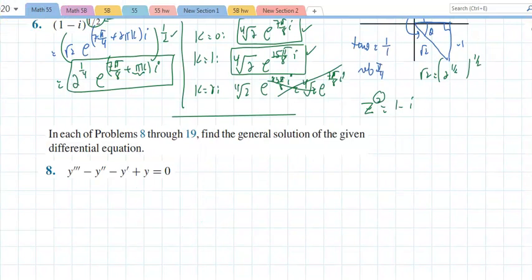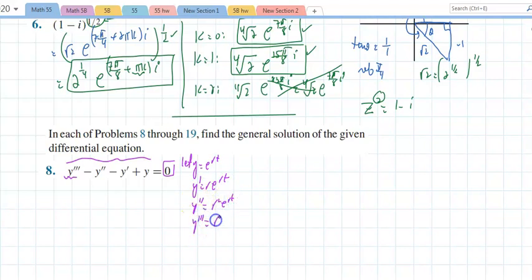And next problem up, we're going to tackle number 8. And let's look at this. Hey, this is a homogeneous equation equal to 0. It is a linear equation with constant coefficients. What does that mean? We're going to let y equal e to the rt. In this case, I need 3 derivatives. y prime is r e to the rt, y double prime is r squared e to the rt, and y triple prime equals r cubed e to the rt. This will be r cubed e to the rt minus r squared e to the rt minus r e to the rt plus e to the rt equaling 0.